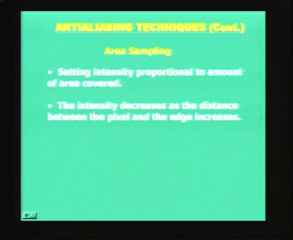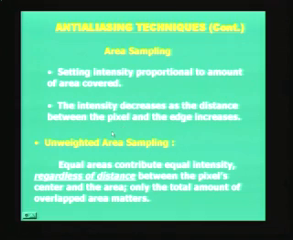We will see with an example what we mean by the intensity decreasing as the distance between the pixel and the edge increases. Well, you have a concept such as unweighted area sampling, which is where we will say that equal areas contribute equal intensity regardless of the distance between the pixel center and the area, only the total amount of overlap area matters. Let us understand the concept of unweighted area sampling with the help of an example.